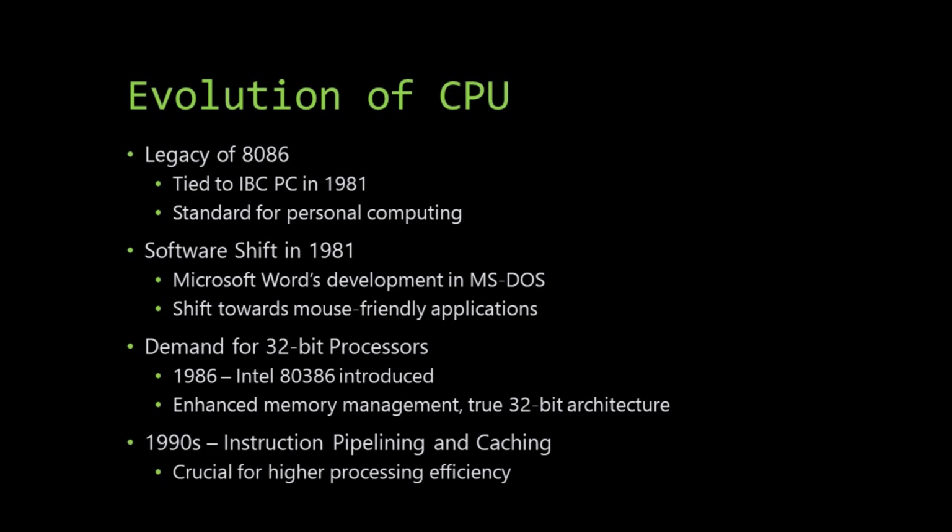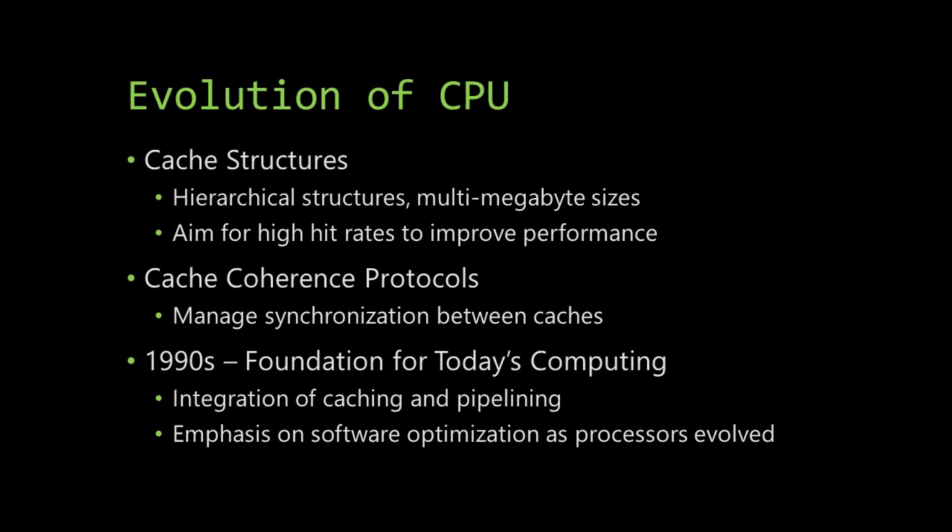The 1980s and 90s saw a demand for 32-bit processors. The 80386, introduced by Intel in 1986, offered enhanced memory management and a true 32-bit architecture. The concept of instruction pipelining and integration of caching during the 1990s played a crucial role in achieving higher processing efficiency. Caches with hierarchical structures and multi-megabyte sizes aim for high hit rates to mitigate performance penalties. Cache coherence protocols manage synchronization between caches in multiprocessor systems.